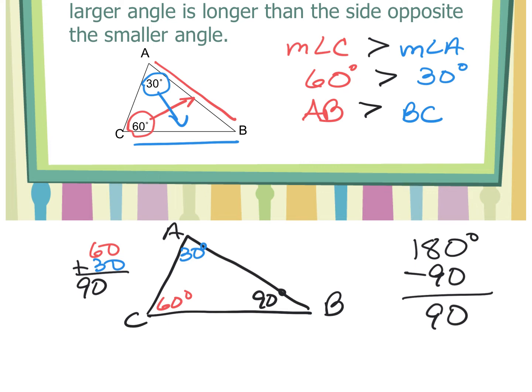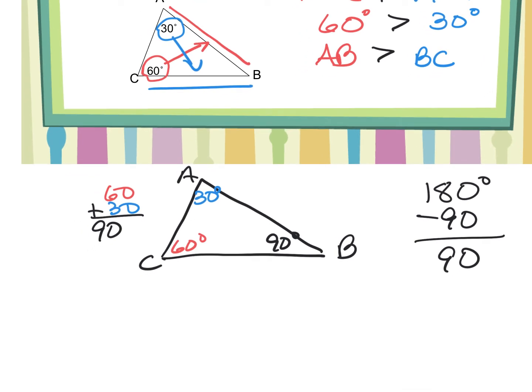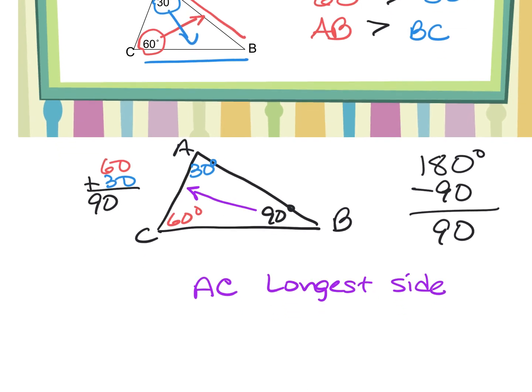So now that I filled in all three angles, now if I ask you to name the largest side or the longest side, we're going to look for the biggest angle, and the longest side of this triangle is going to be the side that is across from the biggest angle. And I could say that AC is the longest side. Now, if it asked you to find the smallest side of the triangle, we would look for the smallest angle, and the smallest or the shortest side would be BC.